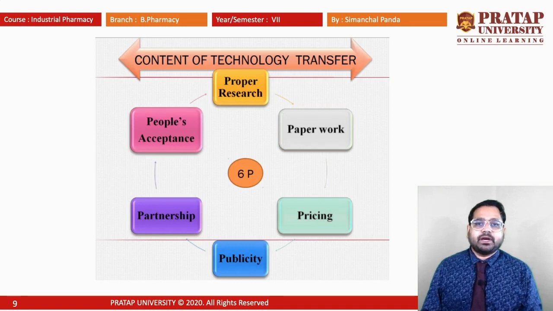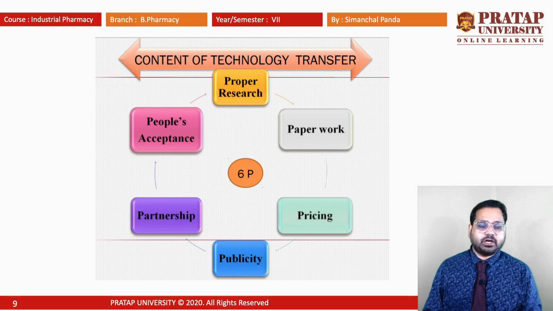There are different contents of technology transfer: proper research, paperwork, pricing, publicity, partnership, and people's acceptance. This is also known as 6P, with P representing each term's first letter. Here we can divide the 6P, starting with proper research. That means we have to research in a single direction where we can find a result and output that can be implemented in the future.